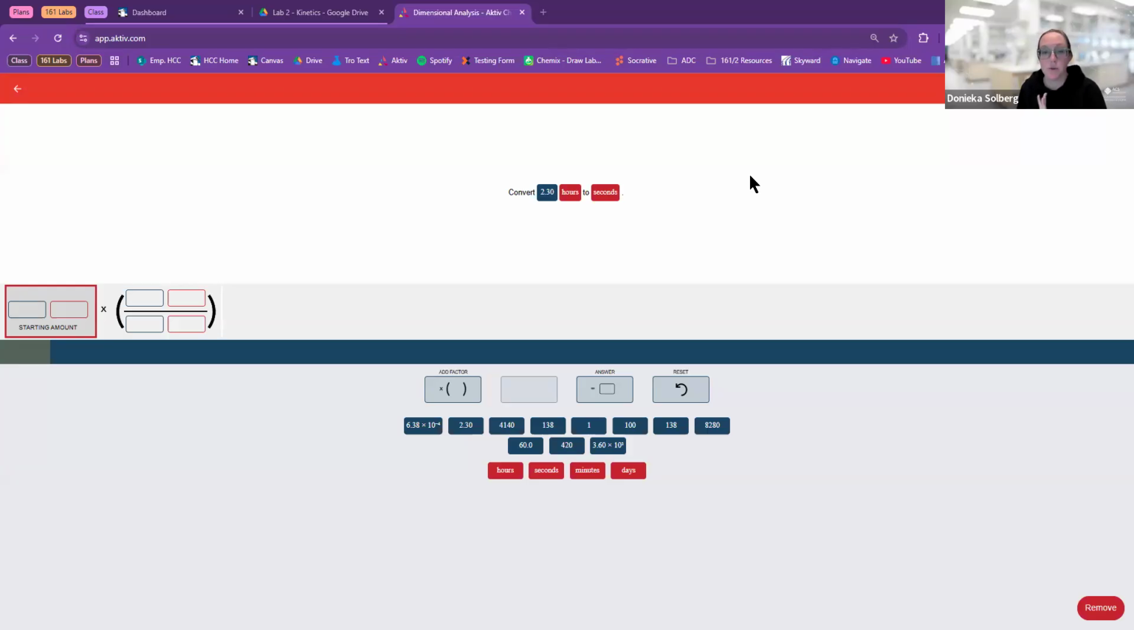So if you used up your 3 attempts and you're like, I know how to do this, I just don't know how to put it into Active, just send me an email and I will reset them for you so you can try those problems again. I am going to walk through this one here though.